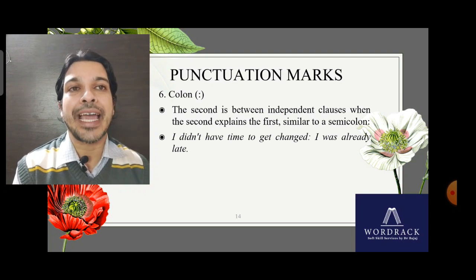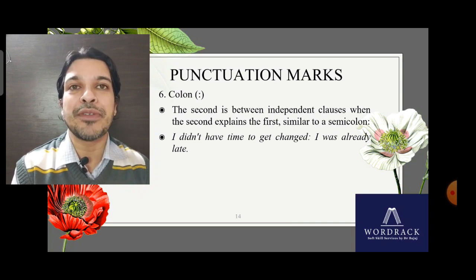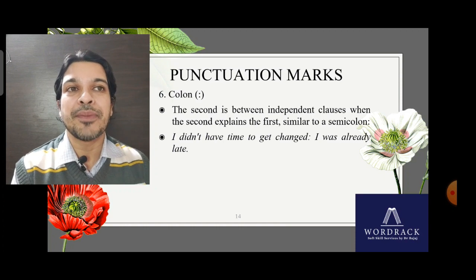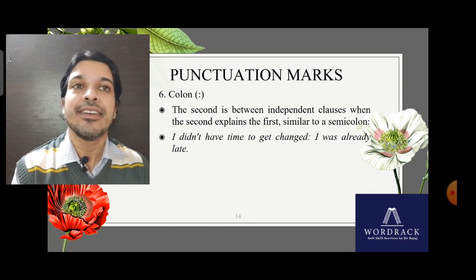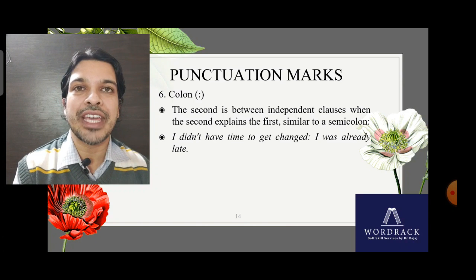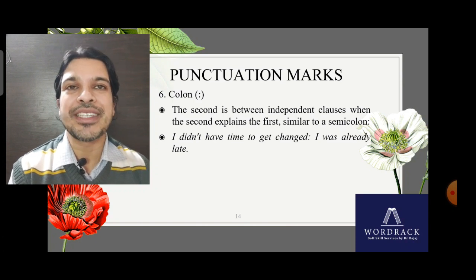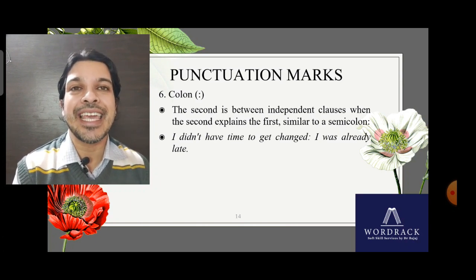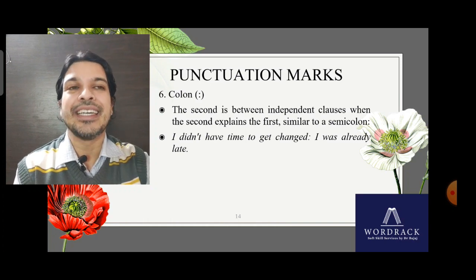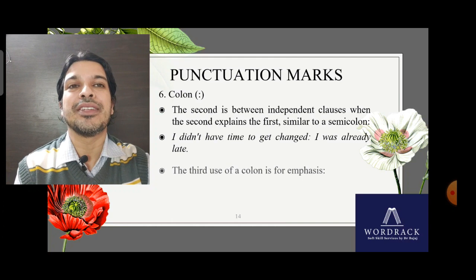I did not have time to get changed. We put a colon here. I was already late. So this means that the second independent clause explains the first one. Since the person was already late, he did not get the time to change. So two independent clauses, I repeat, they are interlinked. Why? Because the second explains the first. So we put a colon in between the two.